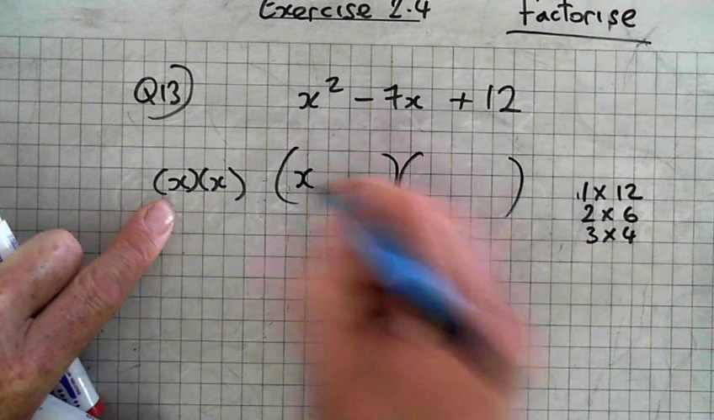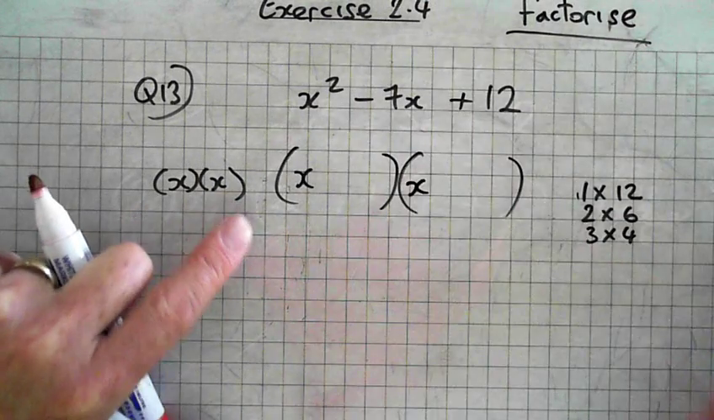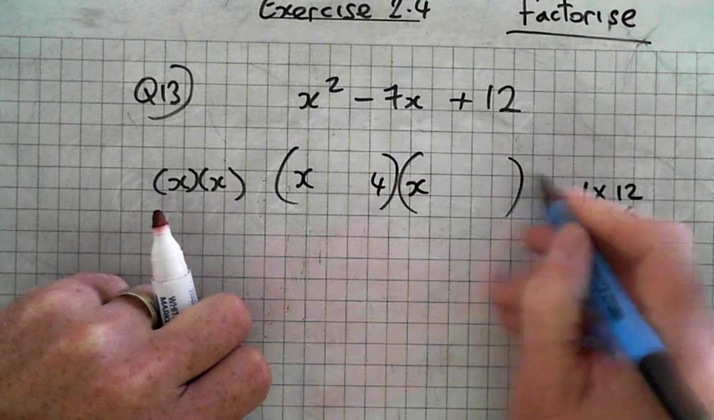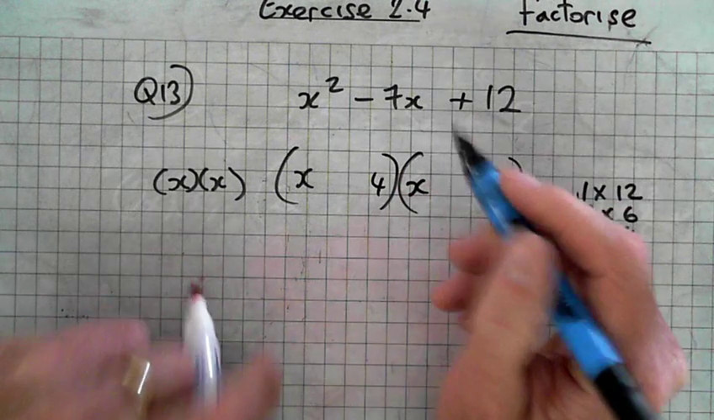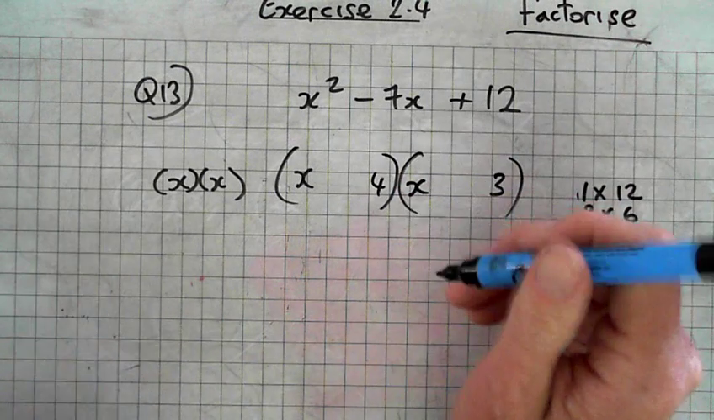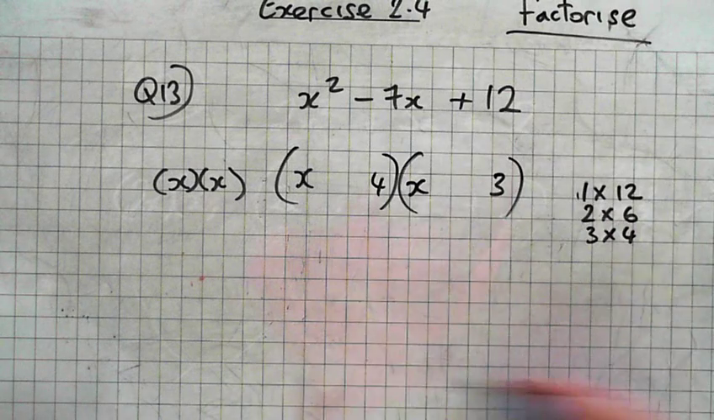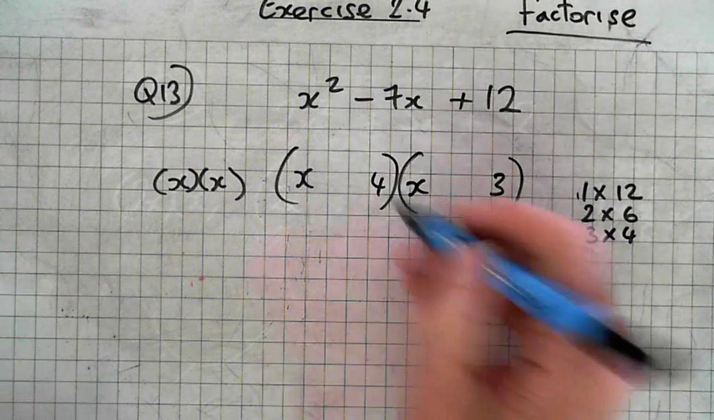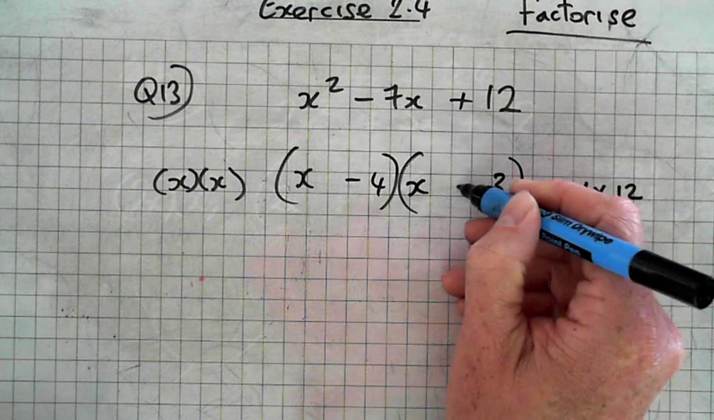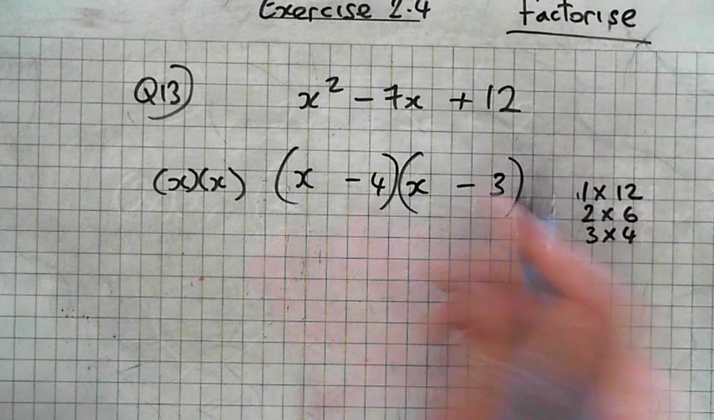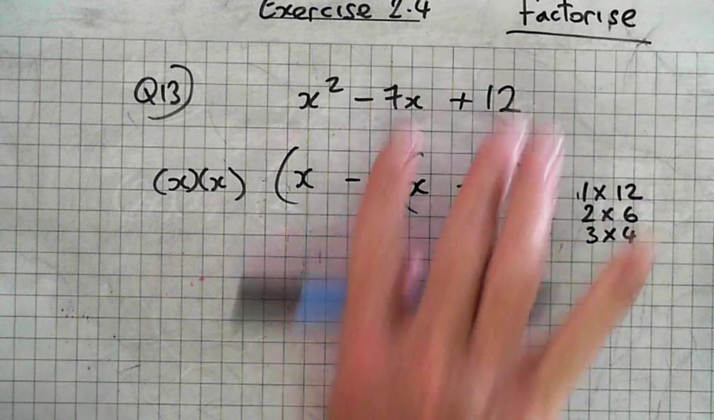So x goes here, this x goes there. Alright, 4 and 3. But what about minus 7? On a number line, what numbers do I need? I need a minus 4 and a minus 3. If I add minus 4 and minus 3, I get minus 7.